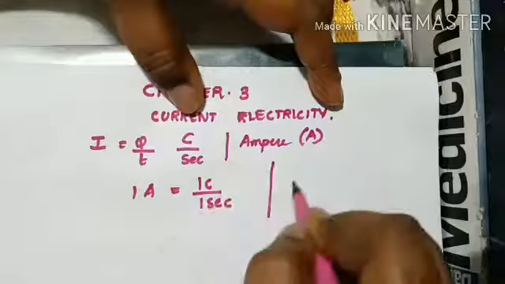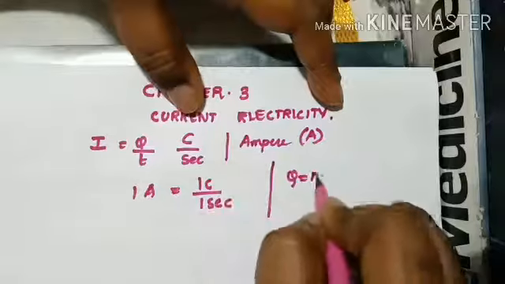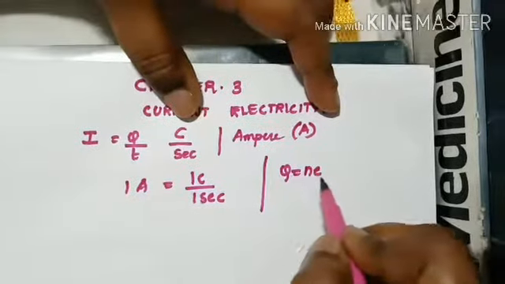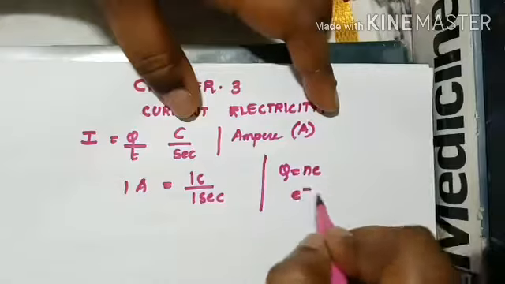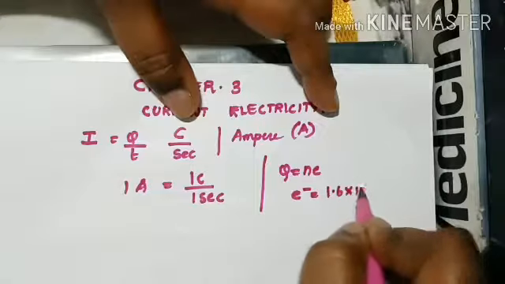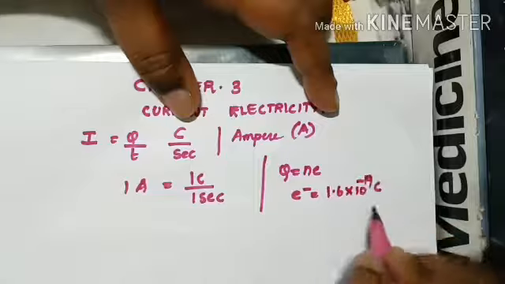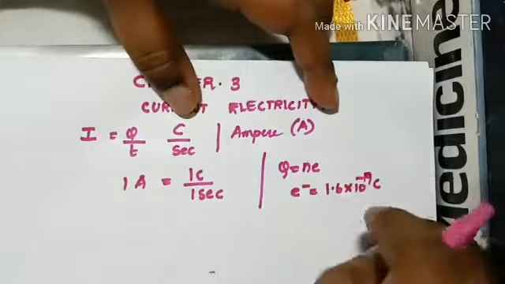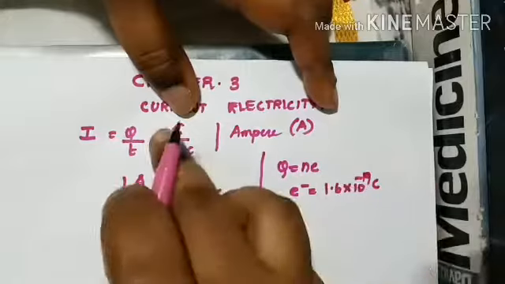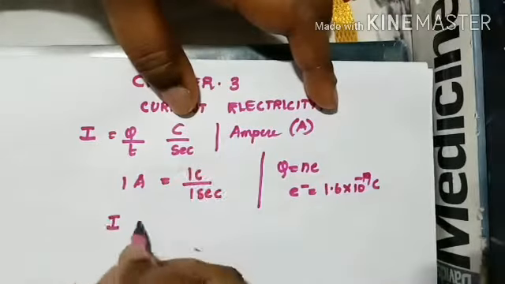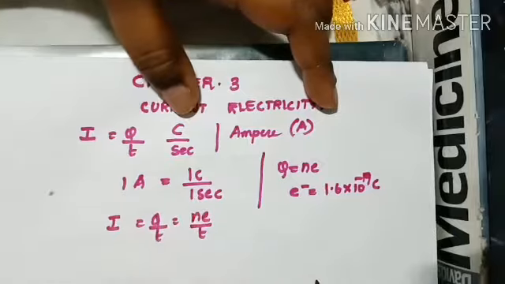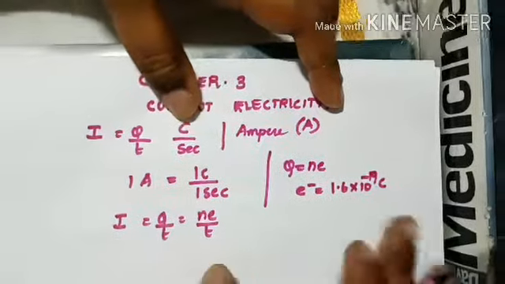Similarly, you would have learned the formula Q is equal to NE, where N is the number of charges or number of electrons flowing, and E is the charge of 1 electron. What is the value of the charge of 1 electron? 1.6 into 10 to the power minus 19 Coulomb. All these things you have to learn by heart by yourself, guys. You can represent this NE in the formula I is equal to Q by T. There you can write NE by T also, it's okay. This much clear? This is the basic thing.